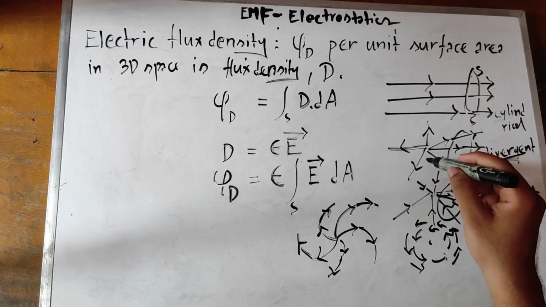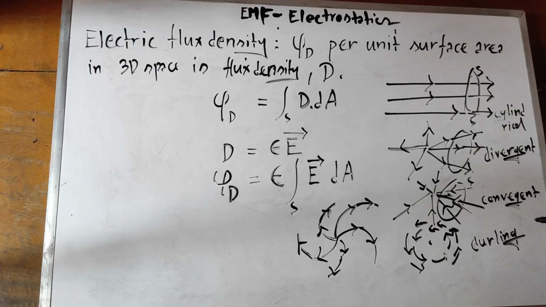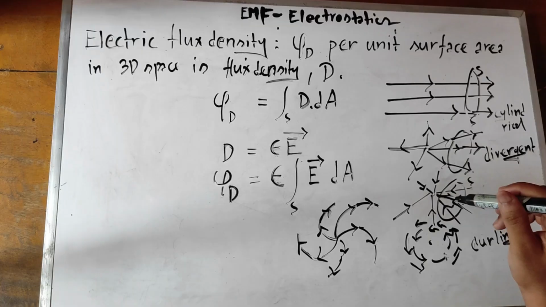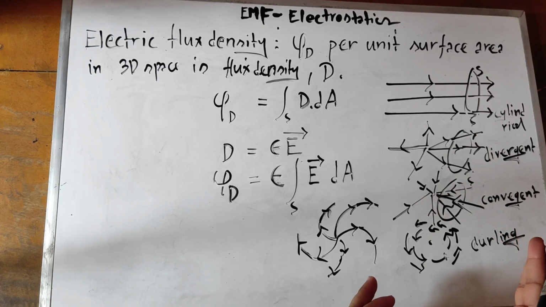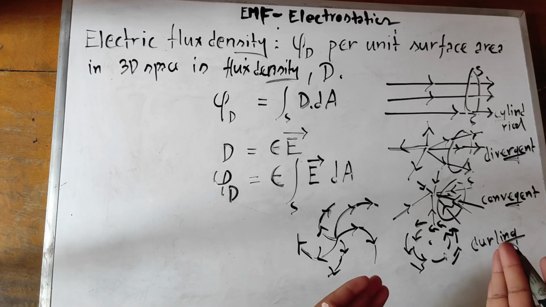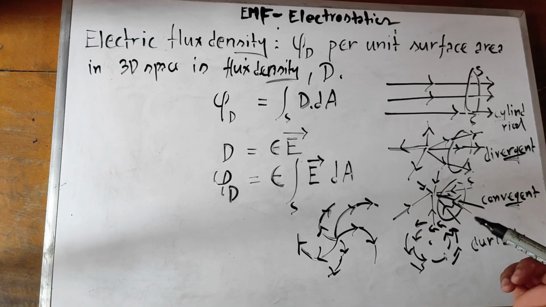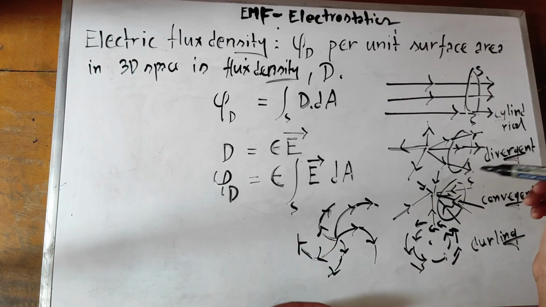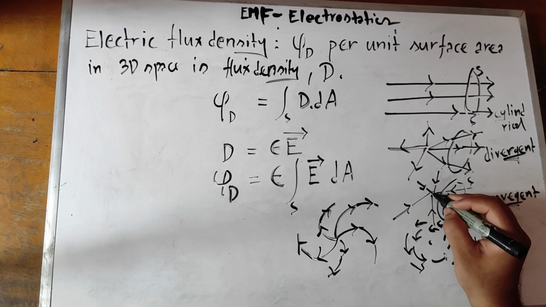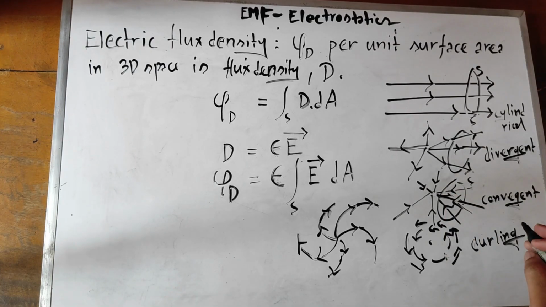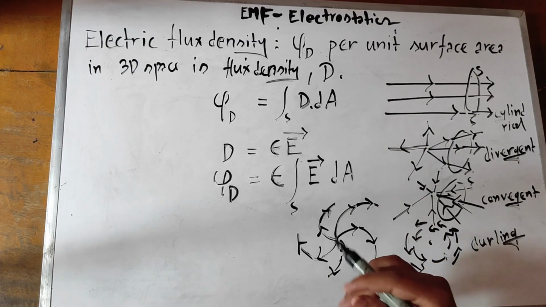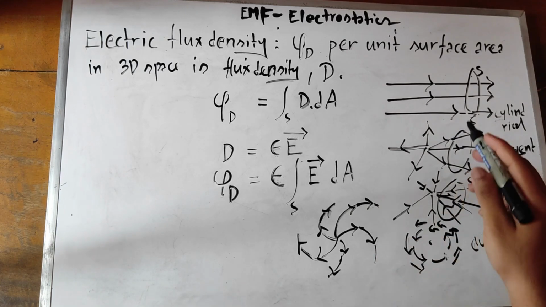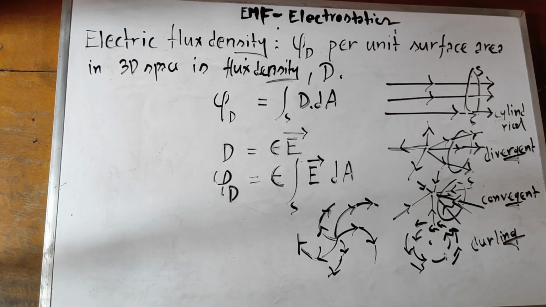Source, emanating from source, divergent flux. Convergent flux, fluxes are gathering, or flux is kind of flow of something. So this is flowing into a sink of some sort, into a point of convergence. So this is convergent flux. The curling of flux and the combination of divergence and curling, or convergence or curling. So flux can be these 1 2 3 4 5 types.